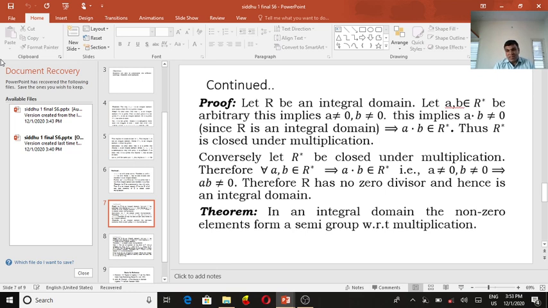So Zn under addition and multiplication is a field if and only if n is a prime. So yes, again this uses a theorem. It's an integral domain. The non-zero elements form a semigroup with respect to multiplication. We know semigroup means only two properties hold: the closure property and the associative property.